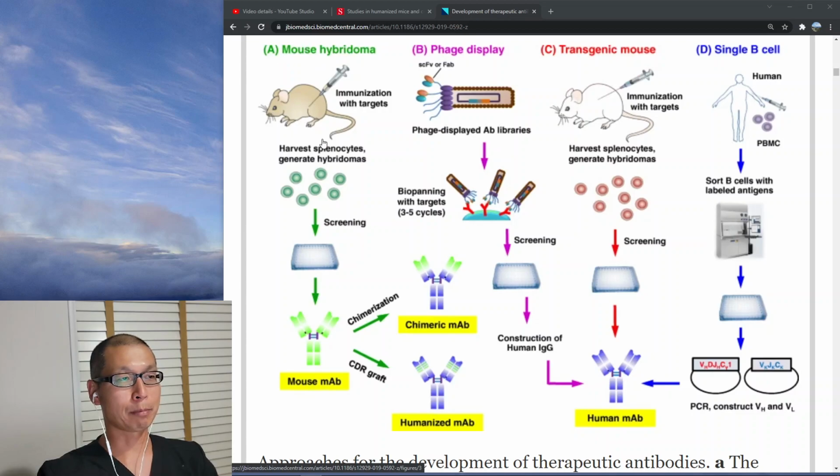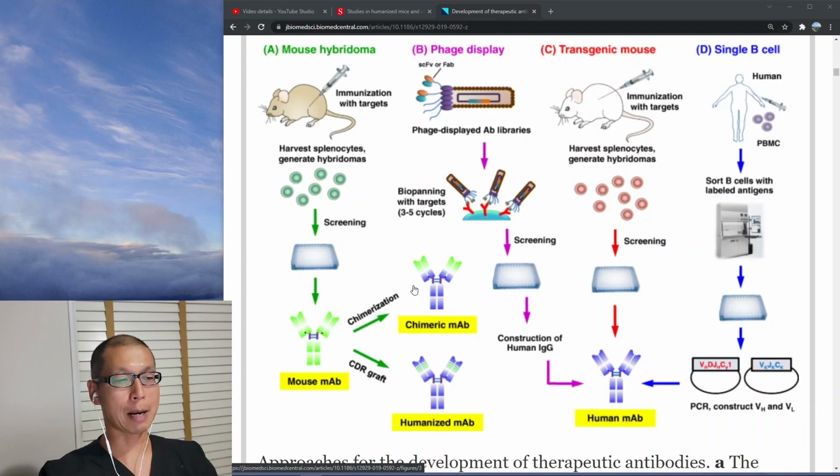First is the hybrid mouse hybridoma model. What you do is you inject the target or the antigen into a mouse, then you harvest the splenocytes. So the spleen is where the B cells are. You screen them, you find the one that you want, then you hybridize it with a multiple myeloma cell to immortalize it, and then you get a mouse monoclonal antibody.